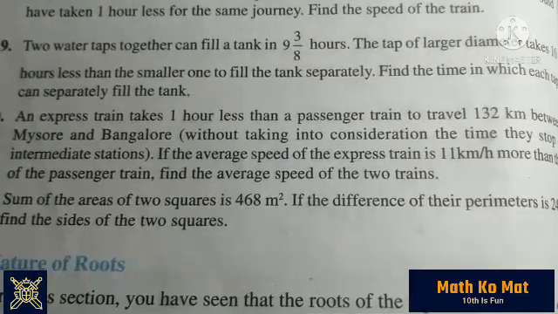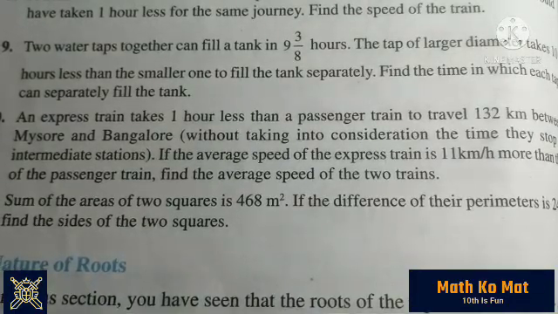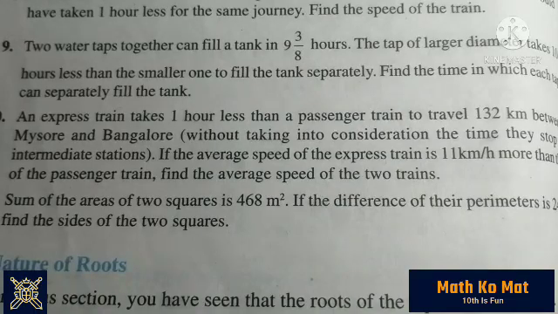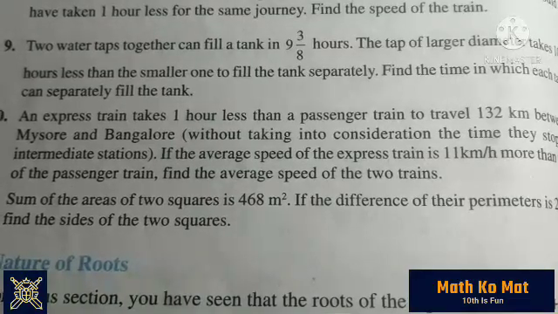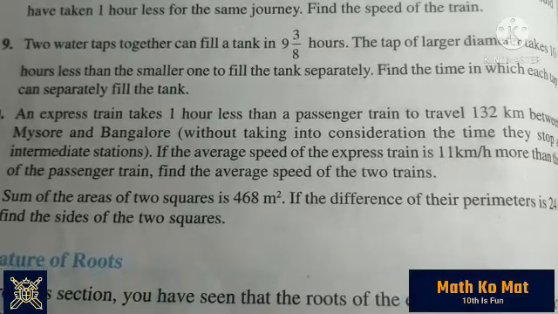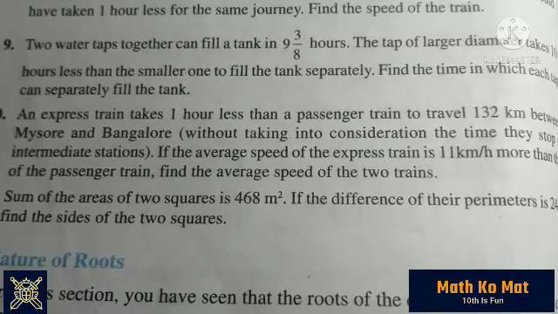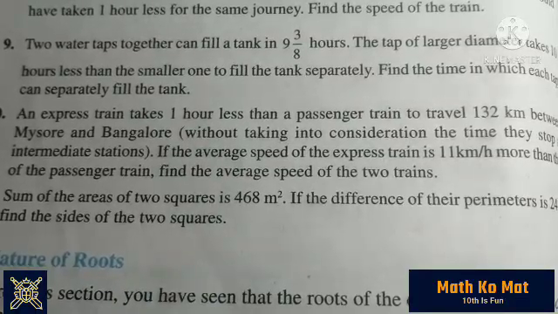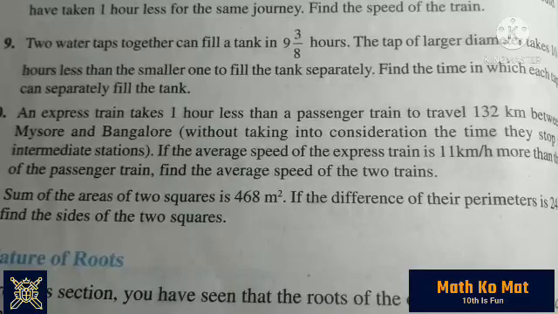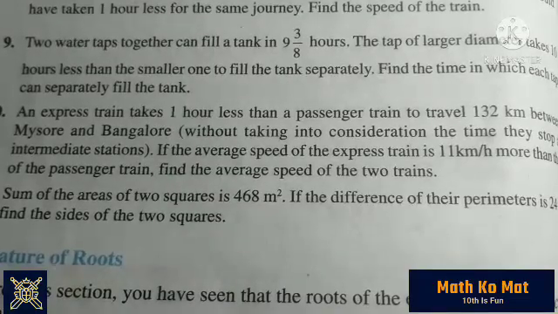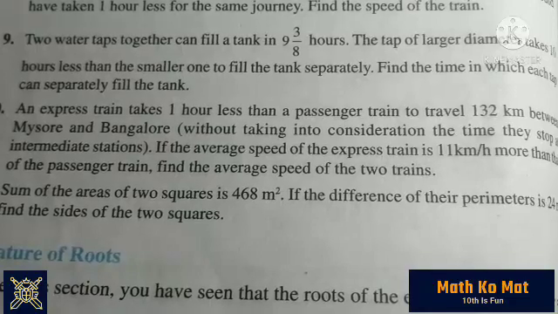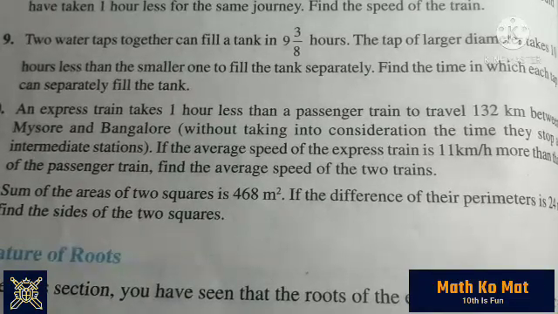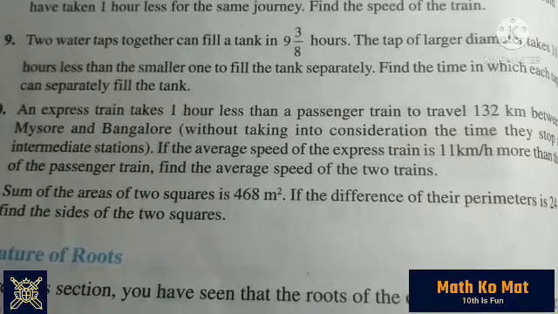In this video, we'll be doing question 9 of exercise 4.3 of quadratic equations. In this question, two taps together fill a tank in 3 by 8 hours. The tap of larger diameter takes 10 hours less than the smaller one to fill the tank separately. Find the time in which each tap can separately fill the tank. This question is called an efficiency based question. Now let's start with the solution.